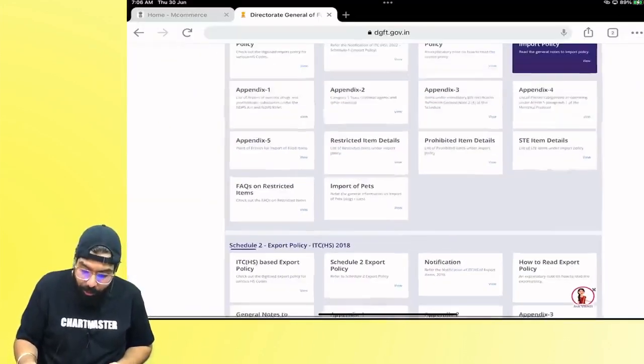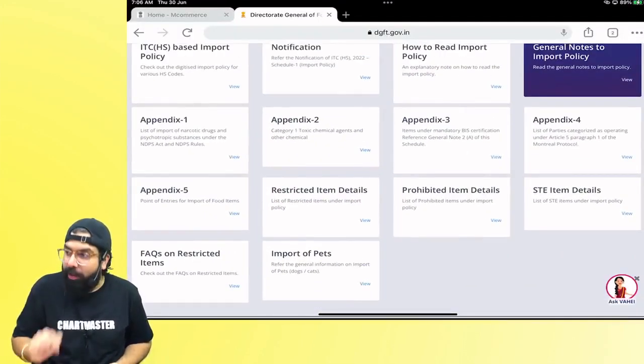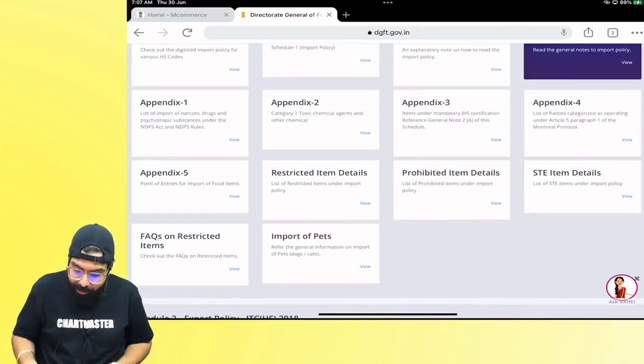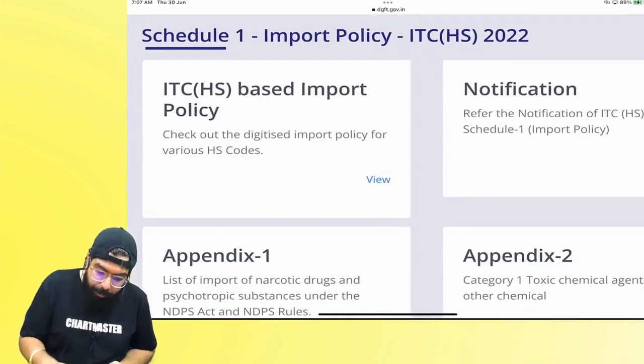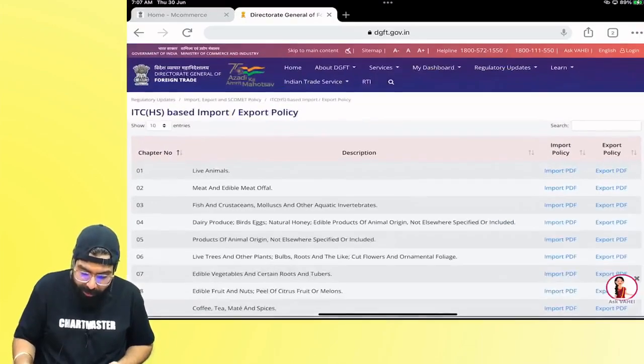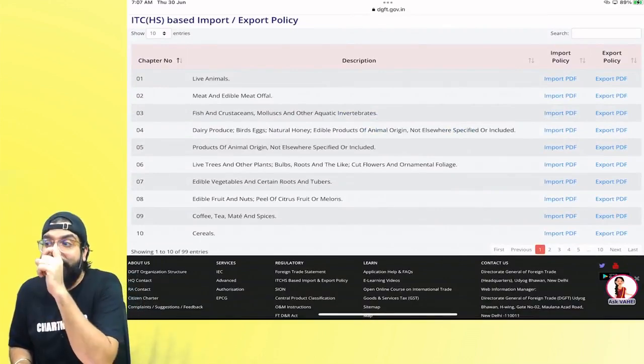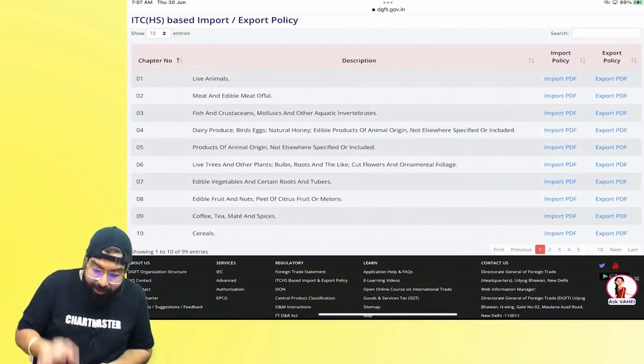And here they will go ahead and tell you, sir, these are the items which are prohibited. Can you see over here? These are the items which are restricted. Can you see? So here, import policy view. If you go ahead and see over here, how many chapters I had gone ahead and told you? There are approximately 98 chapters I had gone ahead and told you. All the chapters.